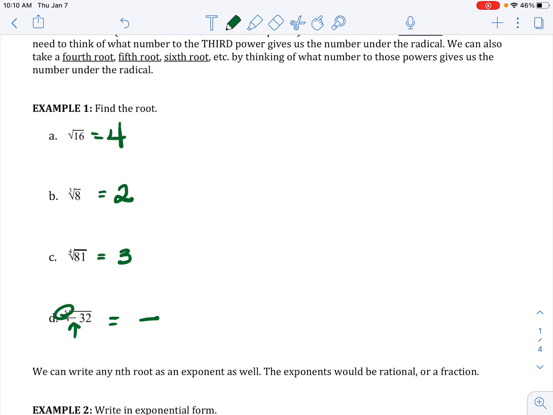So we're going to have it as negative. And then 2 times 2 is 4. 4 times 4 is 16, times 2 is 32. So it is negative 2.